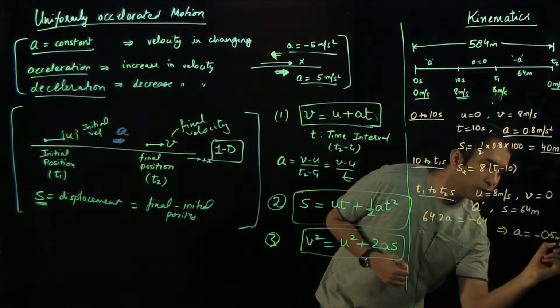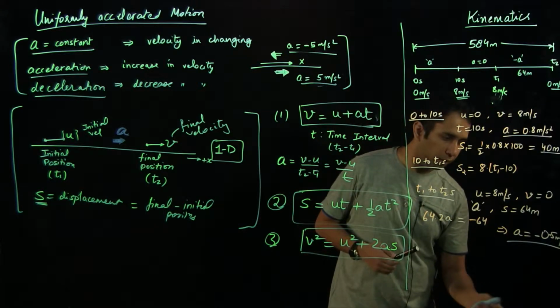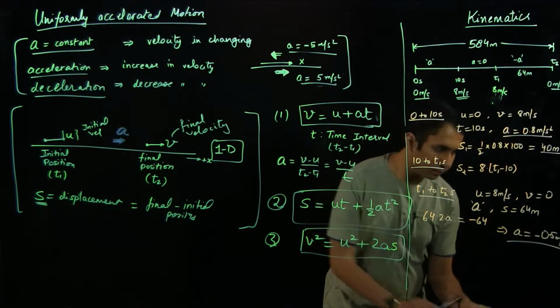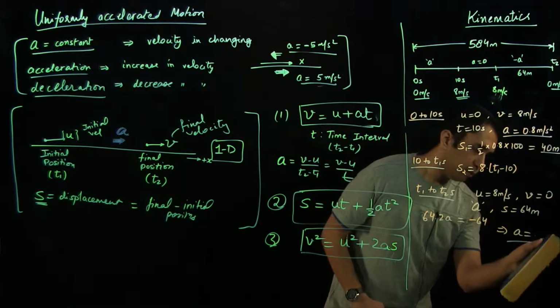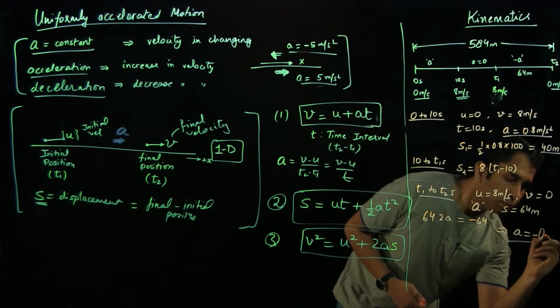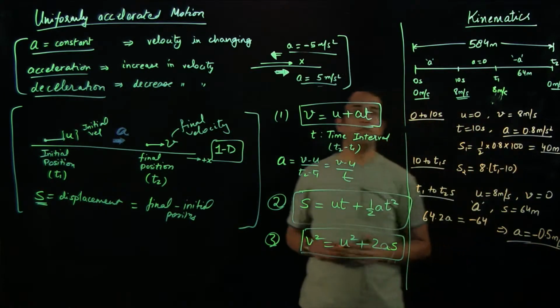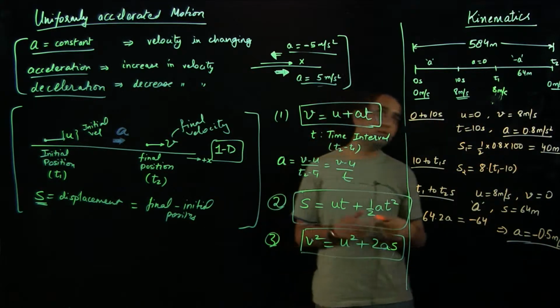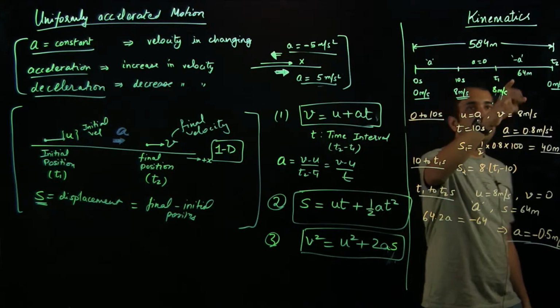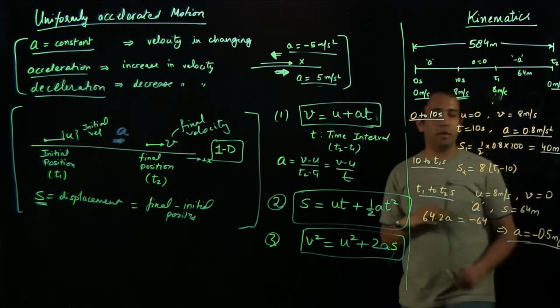meter per second square, and that is correct. So acceleration comes out to be minus 0.5 meter per second square, and that is fine because the acceleration is supposed to be negative, because the velocity is going from 8 meter per second to 0 meter per second.